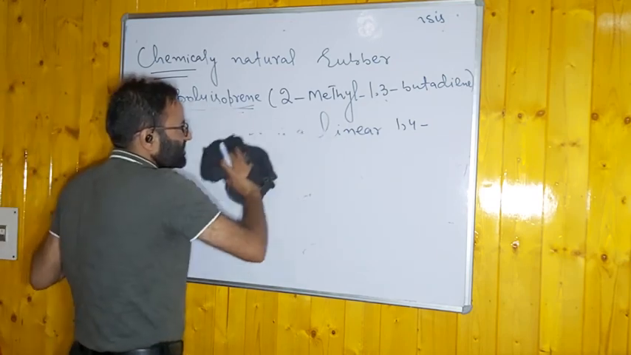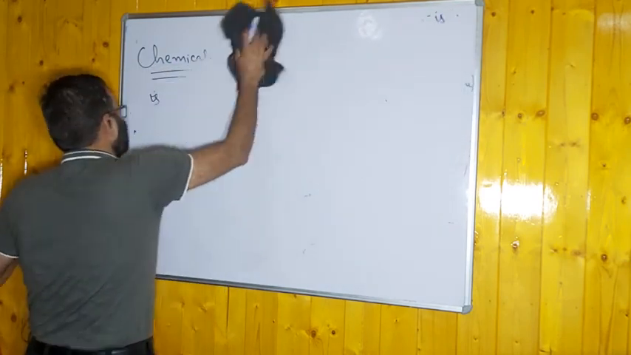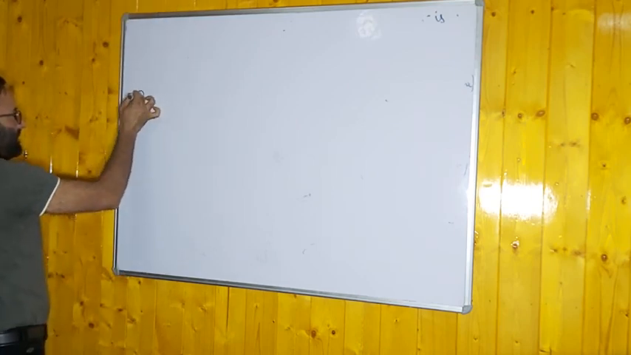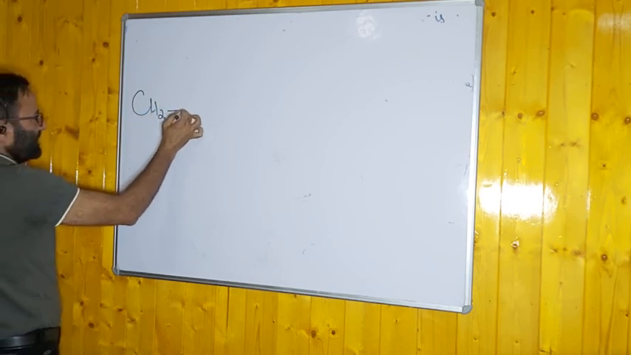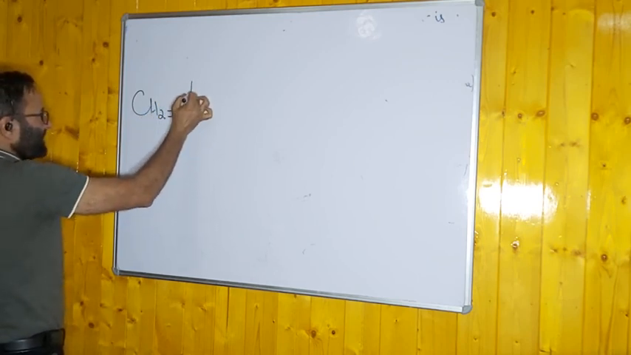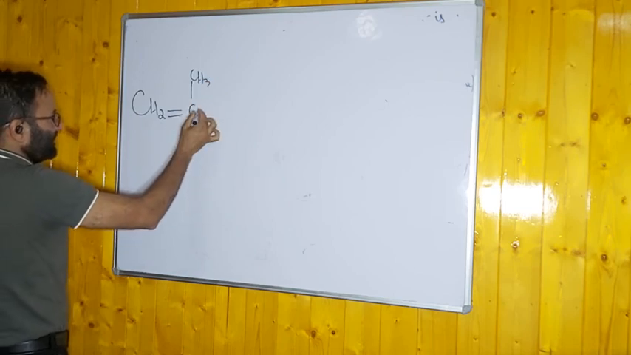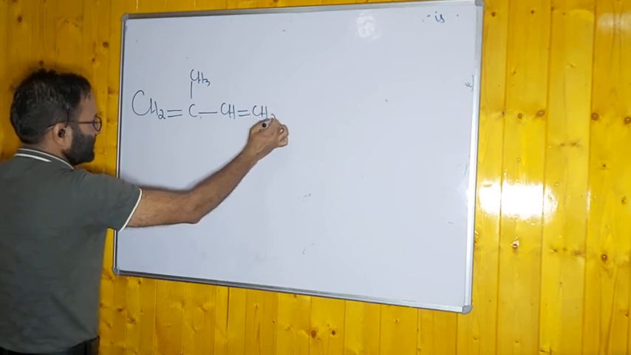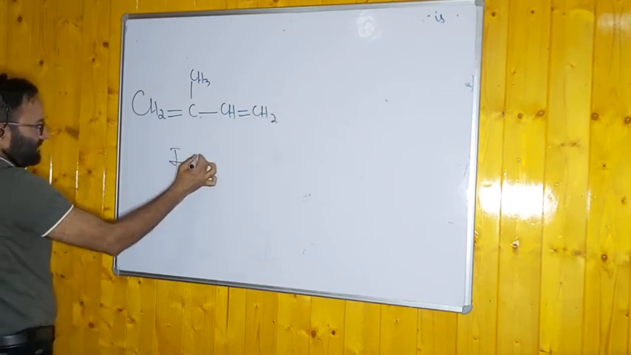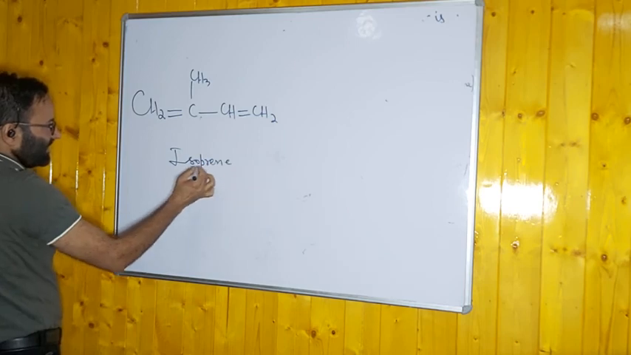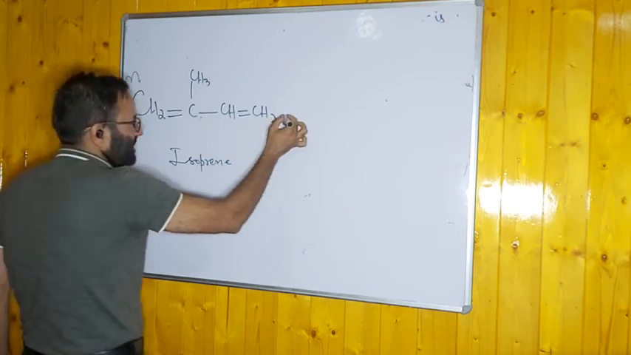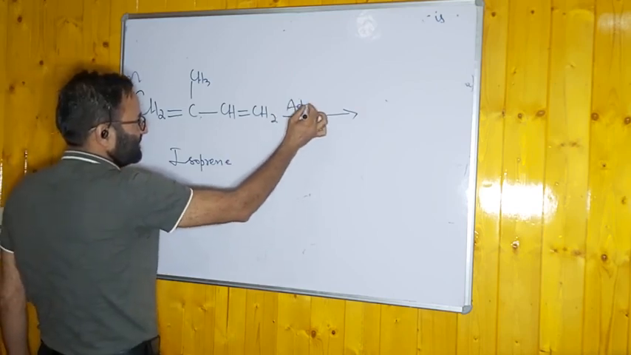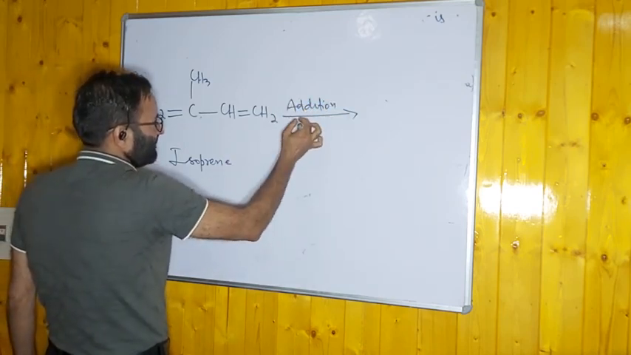Now I will draw the structure again to discuss certain important points. First, you have to take the isoprene. This is isoprene: CH2, double bond, C, here CH3, here we have a single bond, CH, double bond, CH2. This is isoprene. I am drawing the structure again. Isoprene n times undergoes addition polymerization.